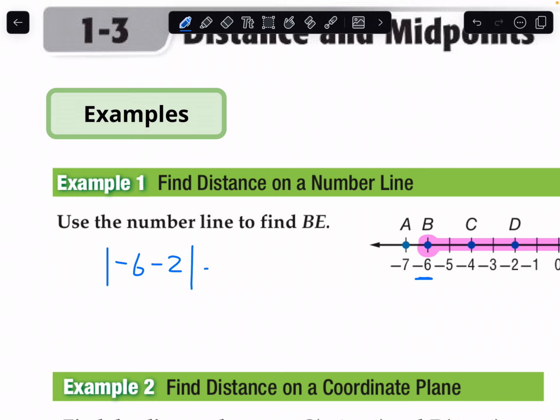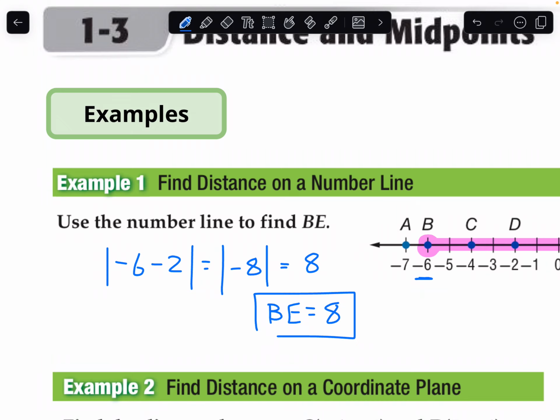distance. And from negative 6 minus 2 is negative 8, and the absolute value of negative 8 is positive 8. So the distance BE, my pen is not writing as well as I would like it right now. BE is 8.